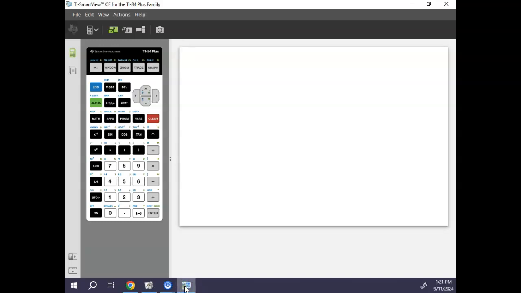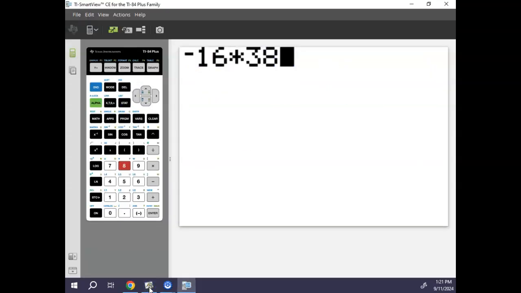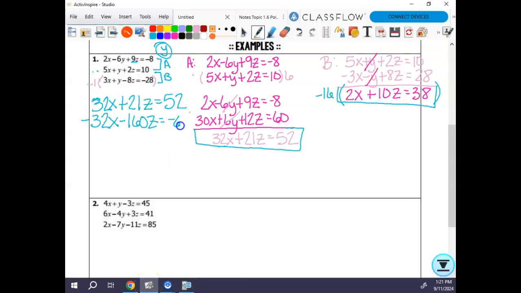I pulled up my calculator so we could do this. But as soon as I do this, I forget what I'm multiplying by. Negative 16 times what? 38? Wait. Yeah, 38. Okay. And I get a negative 608. These zero out. This would be negative 139z, I believe. Stop me if I'm wrong.